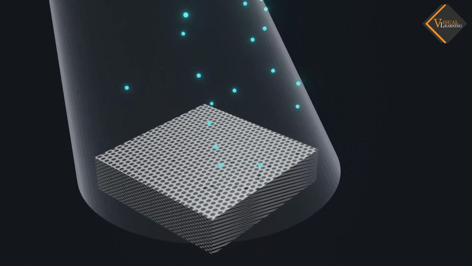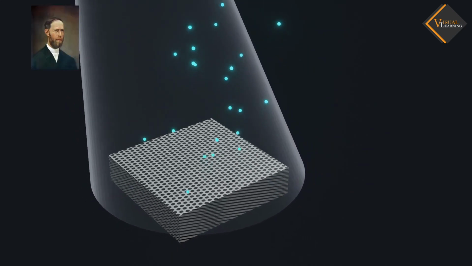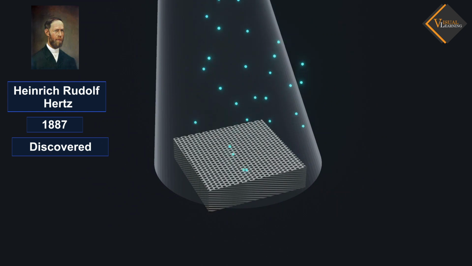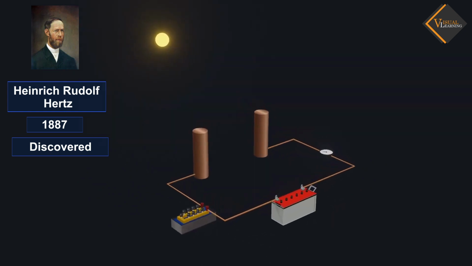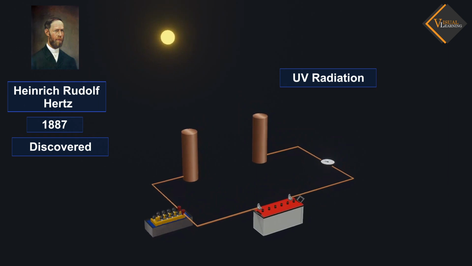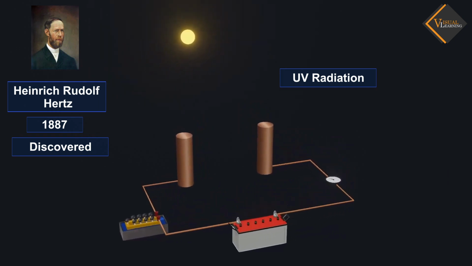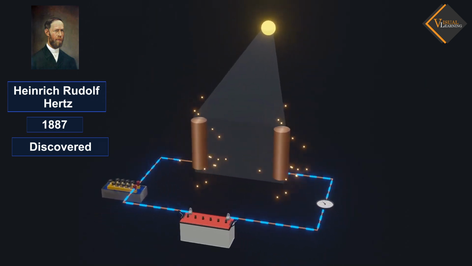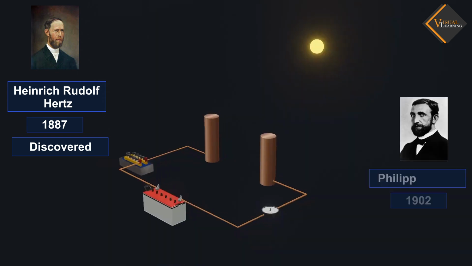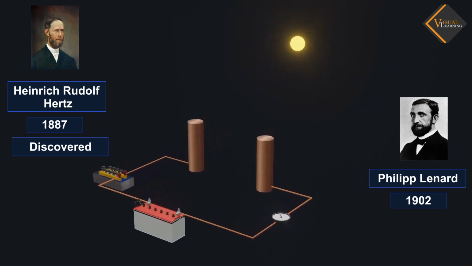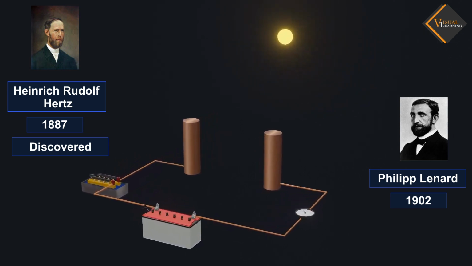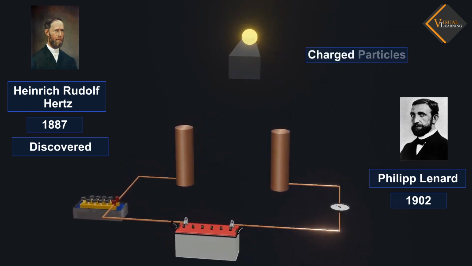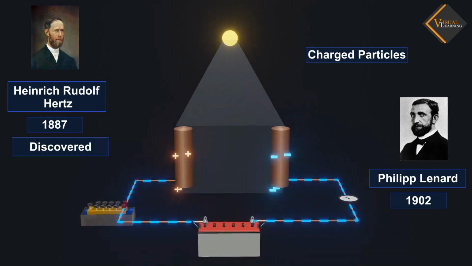This phenomenon was discovered by German physicist Heinrich Rudolf Hertz in 1887. Hertz found that whenever ultraviolet light falls onto metal electrodes and a voltage is applied to both electrodes, sparking occurs. In 1902, German physicist Philipp Lenard explained this observation by stating that light falls on the metal surface, liberating charged particles from the metal surface.